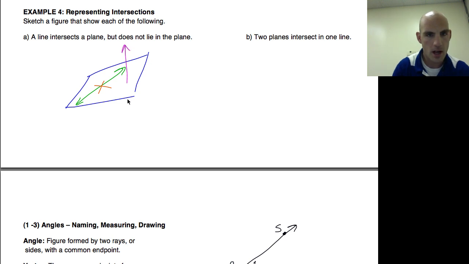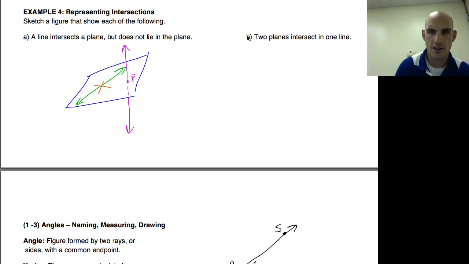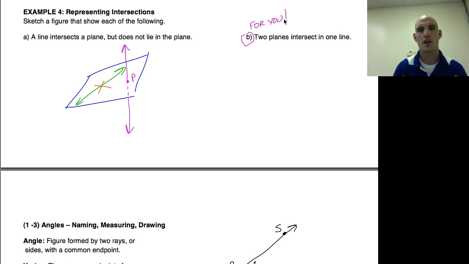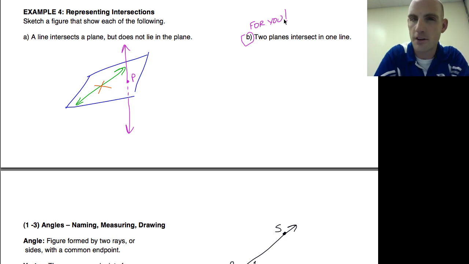Comes up through the middle, but then we can't really see it here, so we're going to dot it, and then it comes out the bottom side. And it's going to intersect at this 1 point here, P. So it's boom, right up through the middle there. Okay? And I'd like for you to do this one. You're going to draw two planes that intersect in one line. I'm thinking you might have an example of this in your notes already.